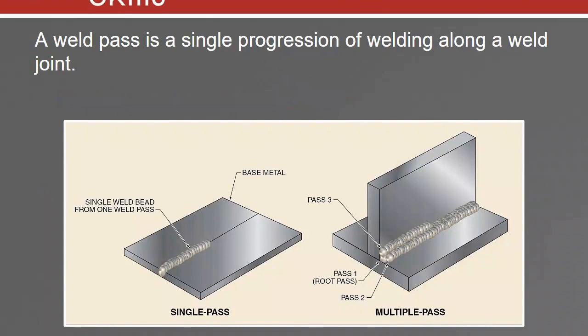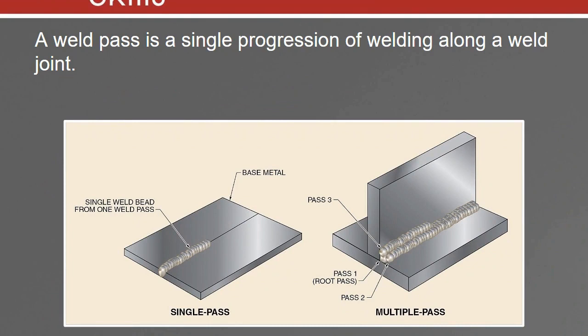So you have single pass, you have multi-pass. Now with these passes, the first pass of your weld is called your root pass. The second pass that goes over top of that, depending on what the joint is, can either be considered what's called a hot pass or an intermediate pass, which are both very similar as far as terminology goes.